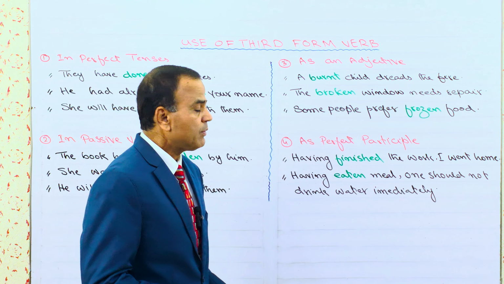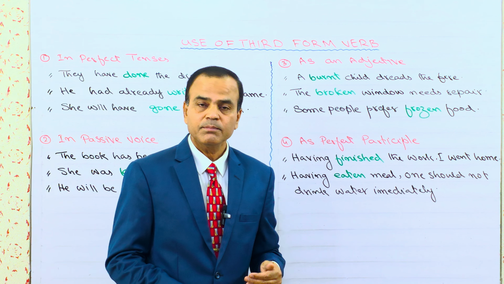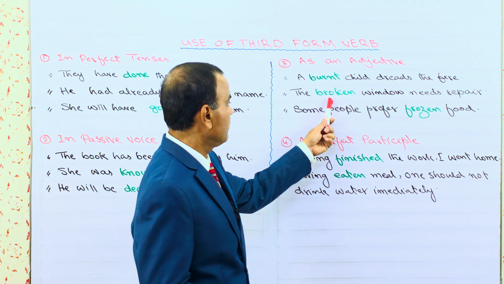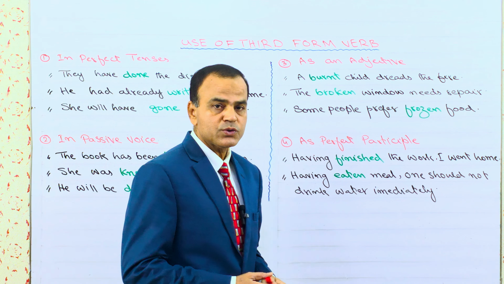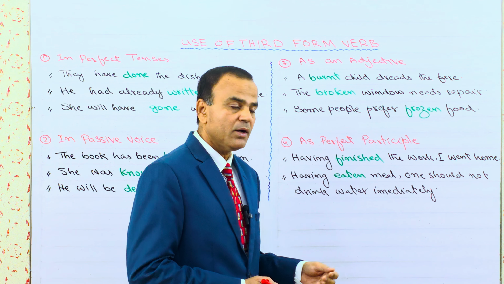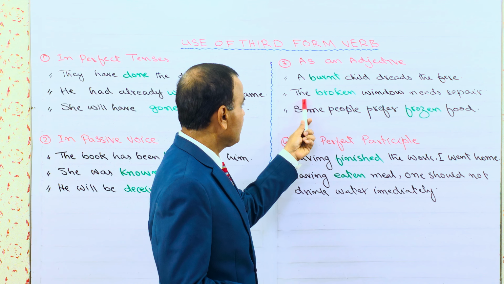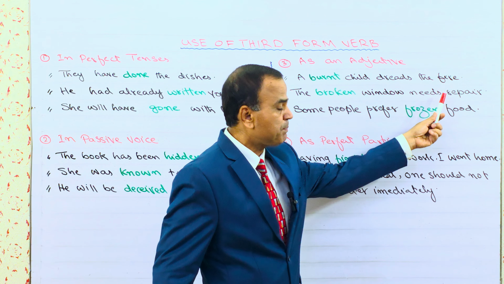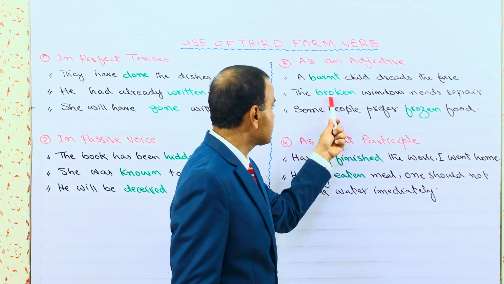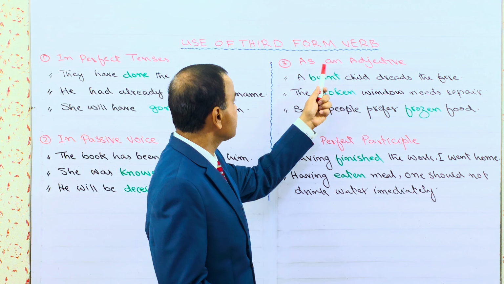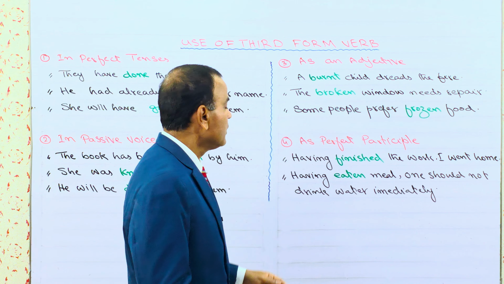Number 2, the broken window. Break, broke, broken. Third form. And here it is not used as a verb, but as an adjective to qualify the noun window. The broken window needs repair. Here it tells us the condition of window. So it will be considered as an adjective.